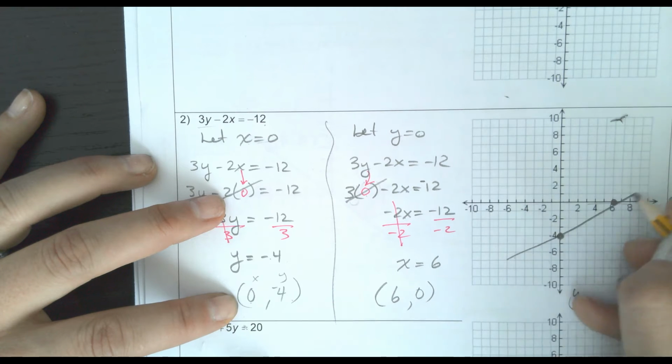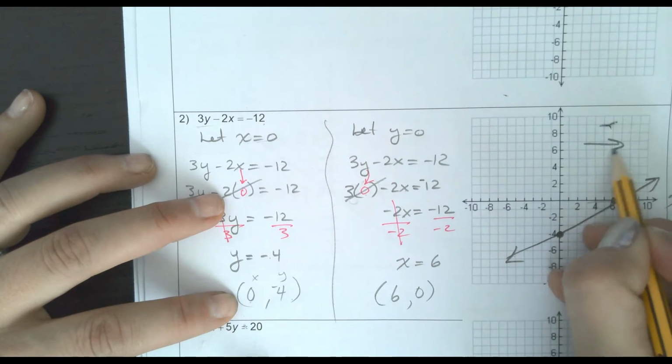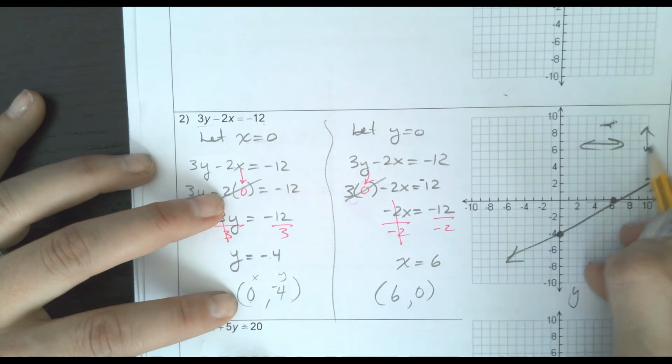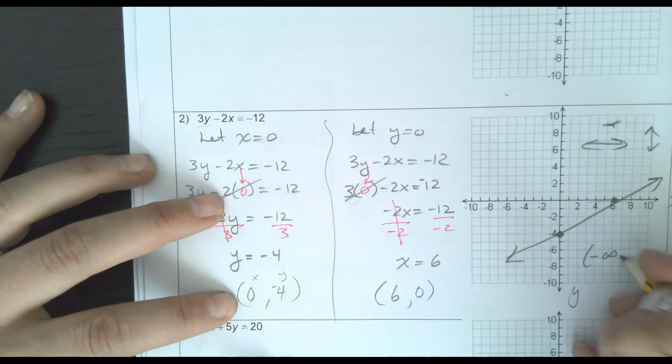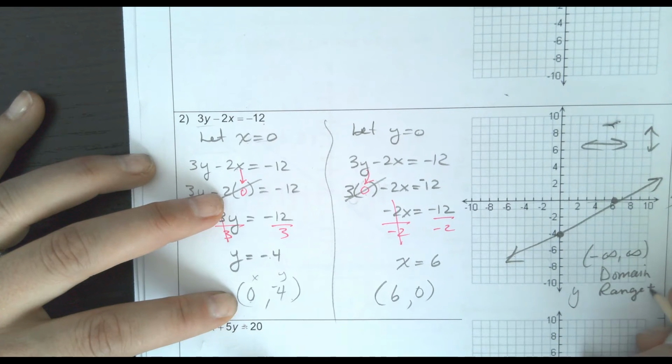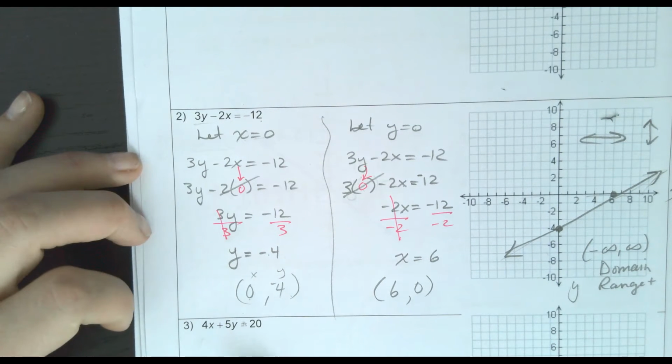So there is my line. Now it's a straight line. It's not horizontal, it's not vertical, so I know my domain and range are both this. The domain is this and the range, because it goes forever and ever and ever, okay?